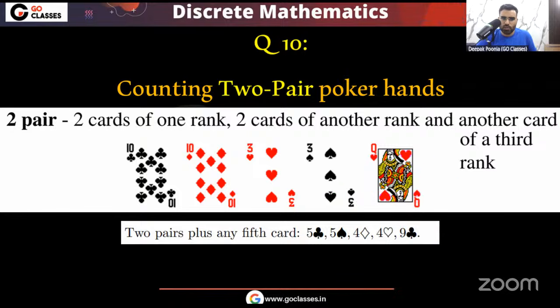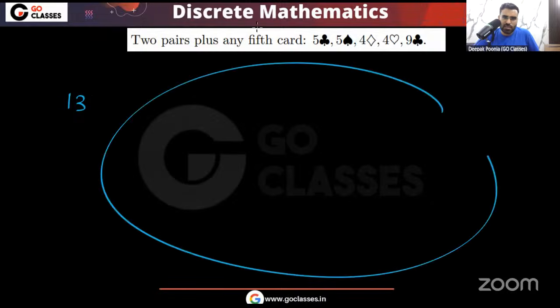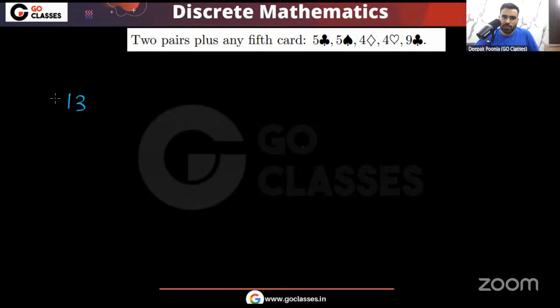So now let's calculate the total number of two pair poker hands. Here you can notice I want two pairs, meaning there are two values for which I will have two cards. There are two values, 4 comma 5, for which I will have two cards. In total I have 13 values in the standard deck of 52 cards, and for every value there are four suits. The values are 2, 3, 4, and so on, 10, jack, queen, king, ace.